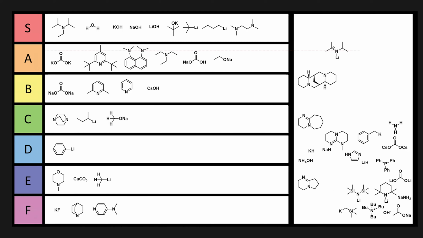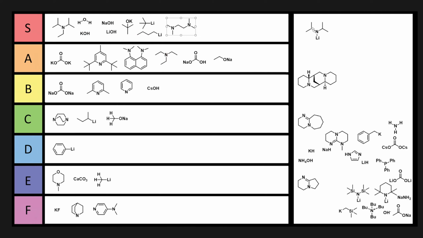Now, if we look at some other ones like LDA, LDA is like the best base. It's so good in terms of being strong enough to deprotonate most protons that you'd ever want to eliminate. Like in terms of eliminating a leaving group for E2, you can make lithium enolates with LDA. It's so useful. So I think we're going to have to put LDA in S tier. It's not that good of a nucleophile. There's instances where it could be a nucleophile, but it's just such a good base that we're going to put it right in S tier.